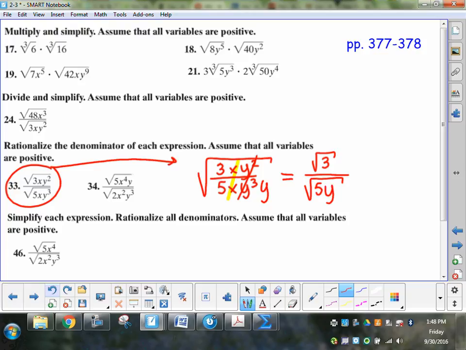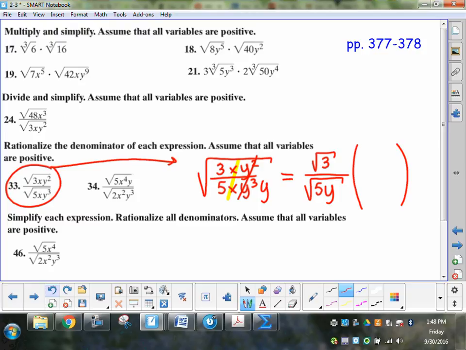Now, the problem is there's a radical there. I need to find the smallest perfect square that 5y goes into. Hands up, please, if you can tell me the smallest perfect square that 5y goes into. I've got 1, 2, 3 of you, 4, 5. Oh, come on. Smallest perfect square that 5y is going to go into. What do you want to say? 25y squared.